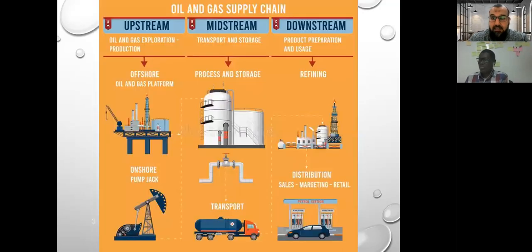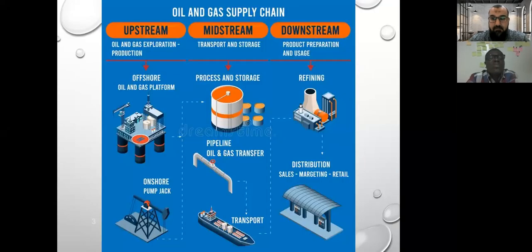Let's speak in detail. This is another photo of the upstream, midstream, downstream difference. I am repeating again so that you will remember this comparison. Upstream: oil and gas production and exploration. Midstream: transportation and storage. Downstream: usage and refining. I'm repeating myself so that everyone will remember the difference.